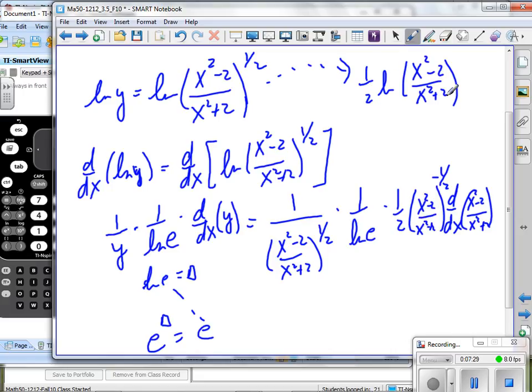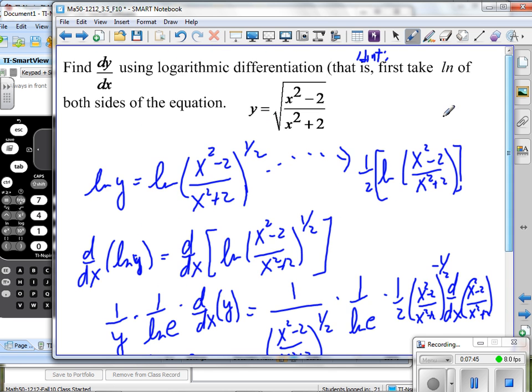If you took the logarithm and you wrote now this is 1/2 natural log of x squared minus 2 minus the natural log of x squared plus 2, it would be maybe a little easier to find the derivative. But this whole thing says use logarithmic differentiation. Now, do you have to use that for this problem? Could we have worked it without going into all the logarithm stuff? Yeah, we could.